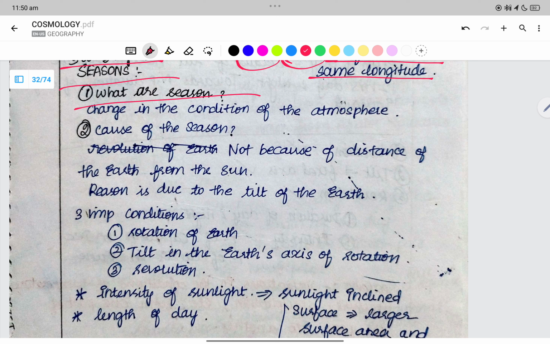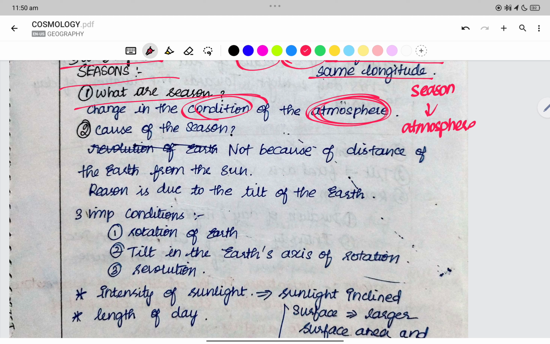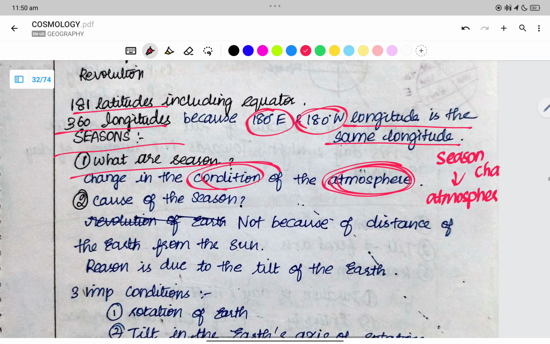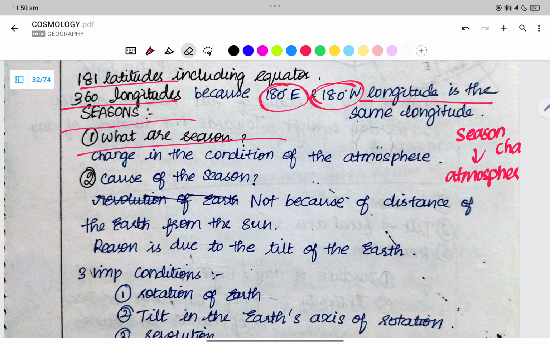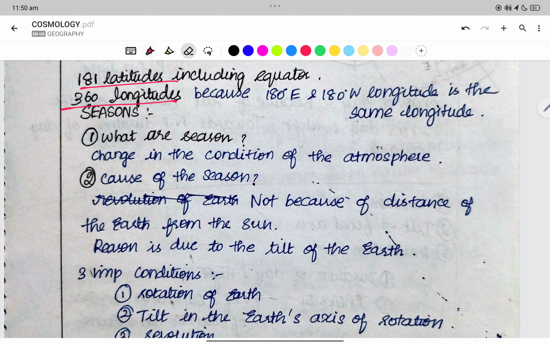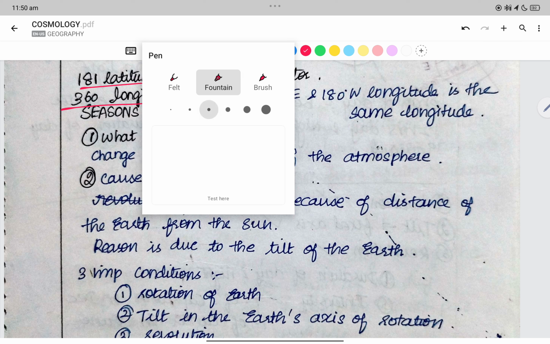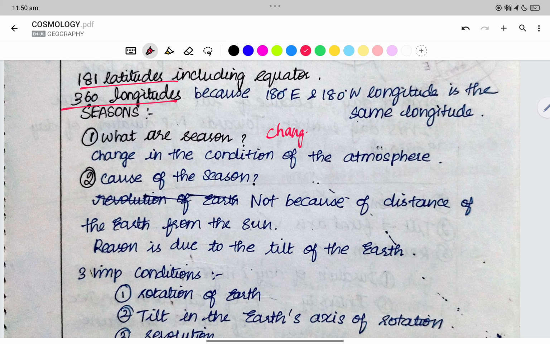Seasons. What is a season? The change in the condition of the atmosphere is what we call a season, right? Okay, the page is ending there. That is why we are unable to write. The change in the condition of the atmosphere is what we call the season.